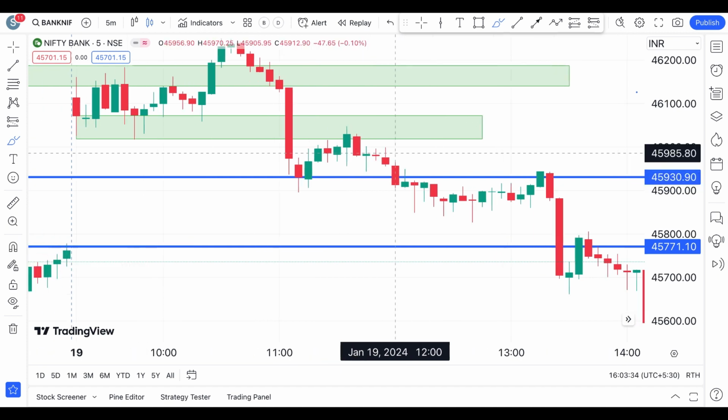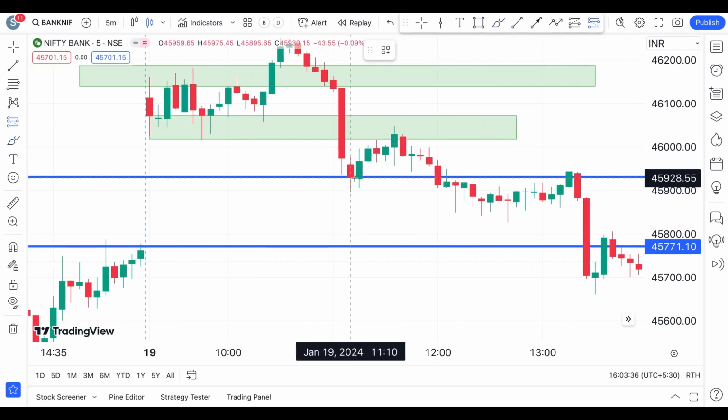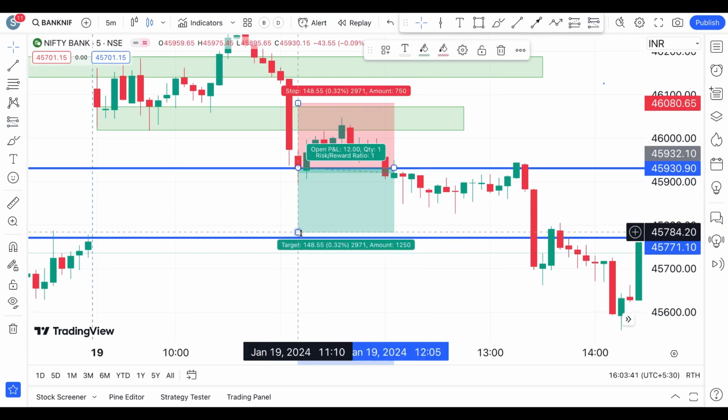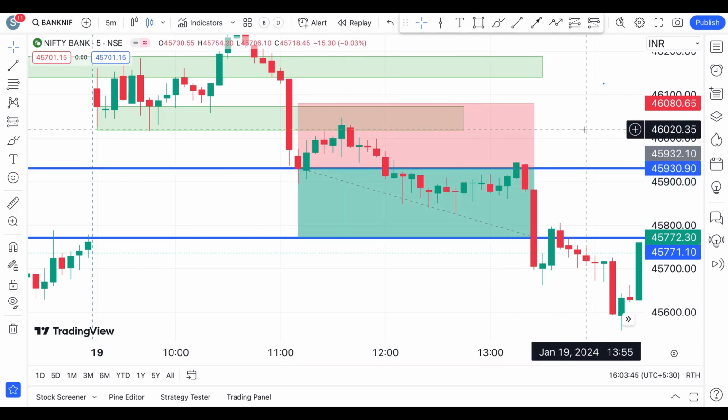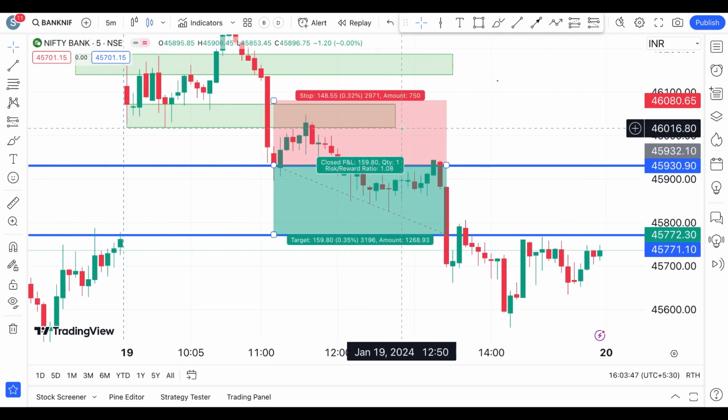Okay, so let's look at what has happened. Either you are entering there, I'm taking the lowest point only. So if you are entering there, let's see whether your target is reached or not. Yes, your target is reached with 159 points of momentum.